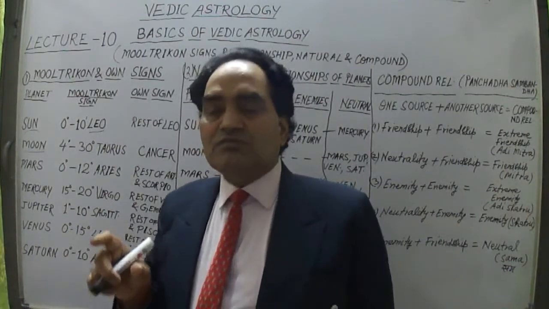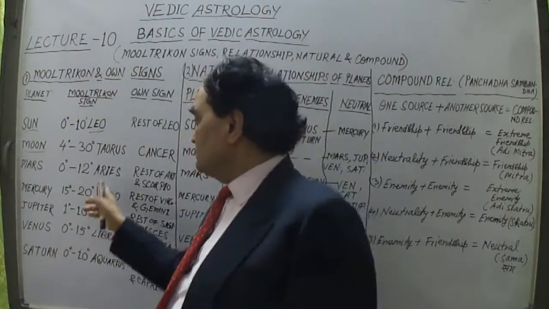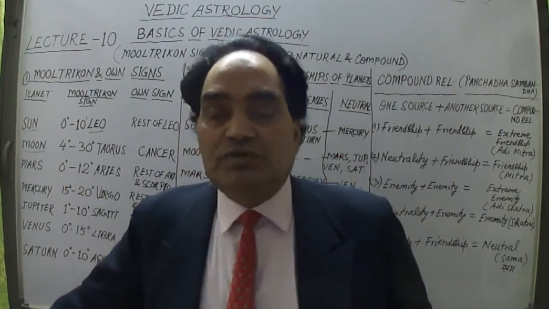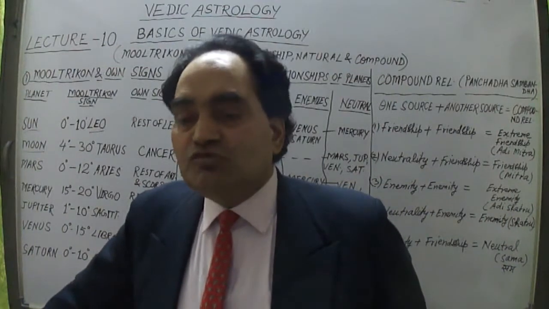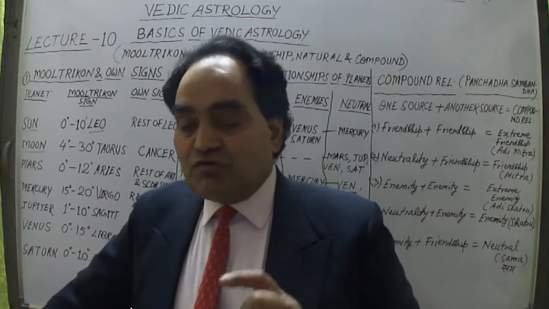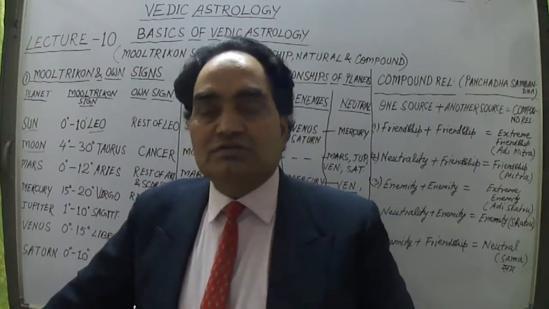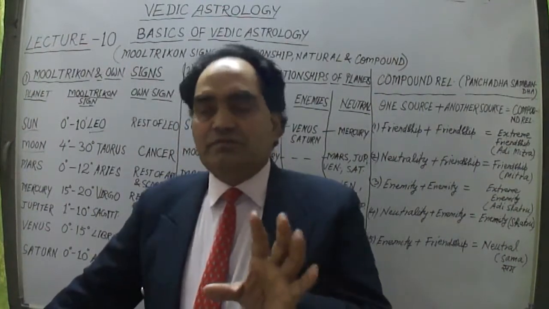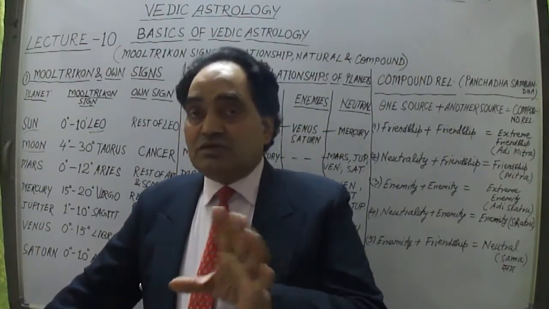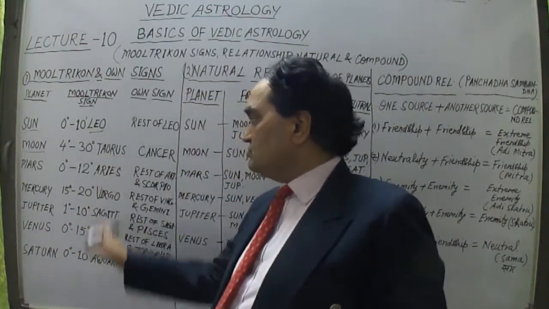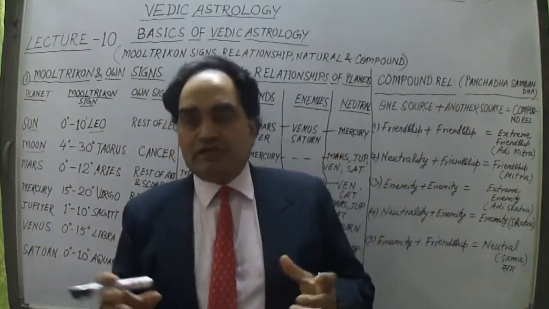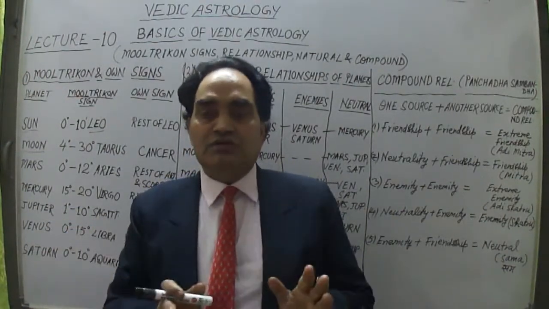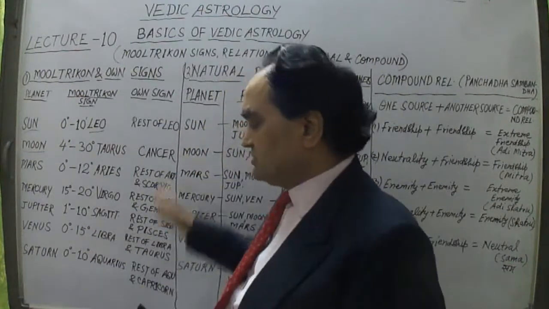Moon has its Mooltrikon sign within the range 4 degree to 30 degree in the Taurus sign. Taurus sign is owned by Venus, not by Moon, but Moon has Mooltrikon sign from 4 degree to 30 degree in Taurus. This is the only exception. Other planets have Mooltrikon sign in their own signs. The remaining portion is owned by them, and that range you have to remember. Please note down this range of degrees; within this range the planet is more active in Mooltrikon sign. It's very important to know about, with the basics of Vedic astrology.